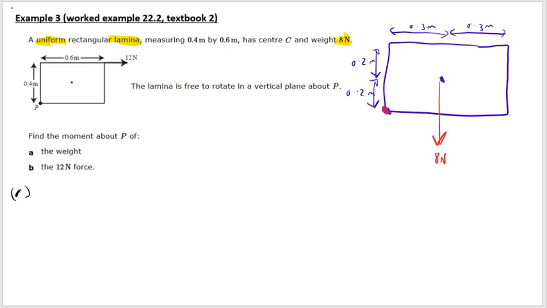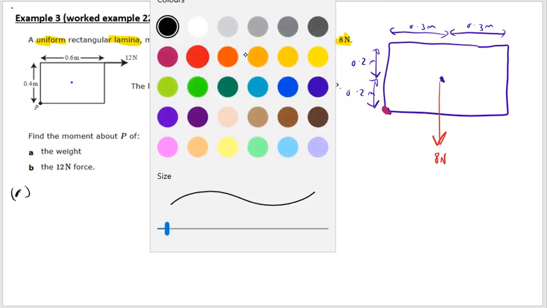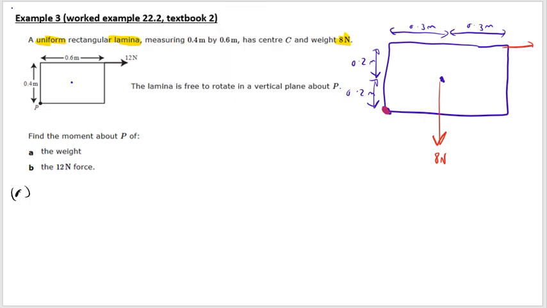Okay? Is there another? Oh, there's a 12 Newton force. Oh, I've missed that off. Let me put that on. So there's also a 12 Newton force going that way. Missed that one.